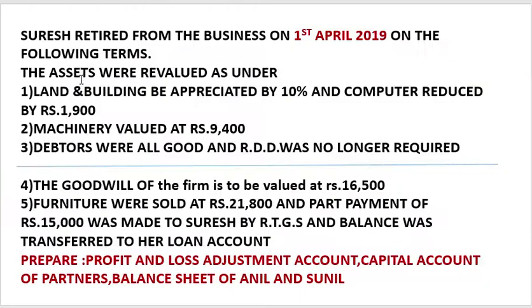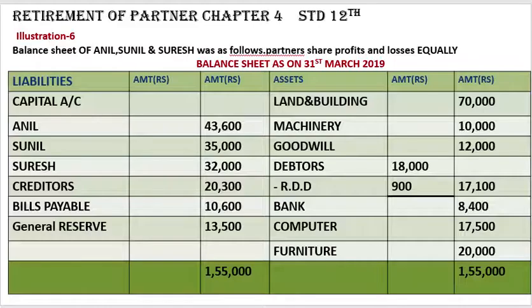Then the assets were revalued as under: land and building appreciated by 10%, computer reduced. So land and building, computer, machinery. So we'll put a star mark on land and building, computer and machinery, so that while solving the sums we can leave one line for the adjustments.